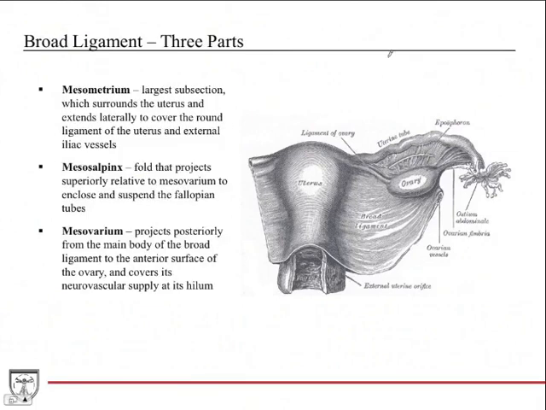So it contains 3 parts. You have the mesometrium, which is the largest subsection, which is kind of this entire subsection here. And what it does is it surrounds the uterus, so it's here on both sides, and it extends laterally to cover the round ligament of the uterus and the external iliac vessels as well. So the round ligament will be coming out of here and then going down.